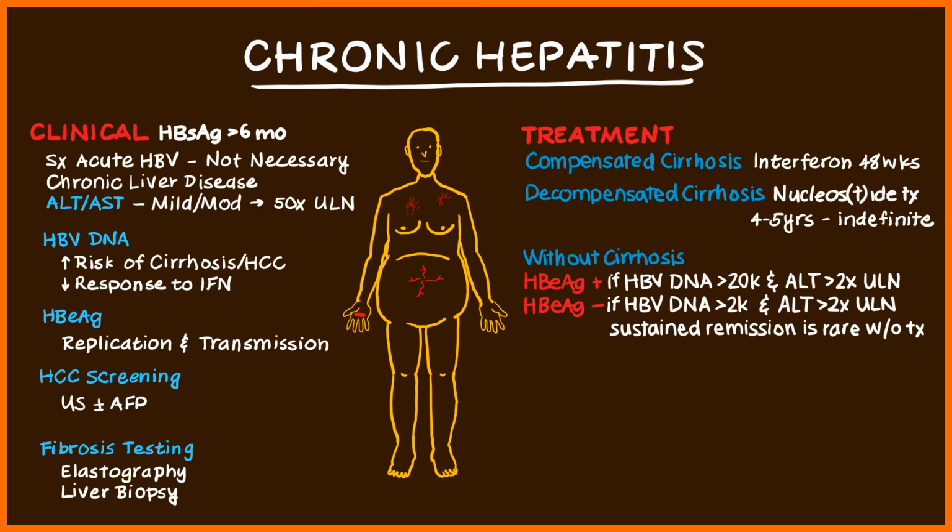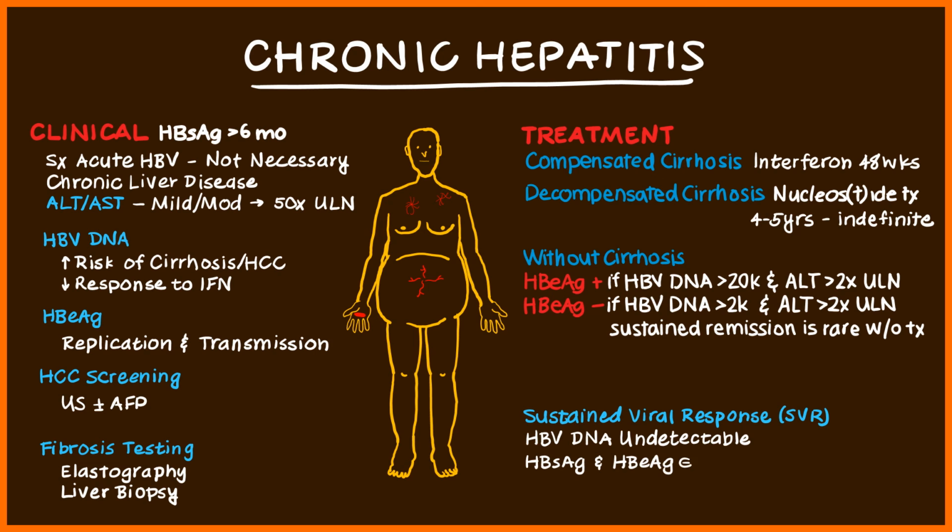So what's the goal here with chronic hepatitis treatment? Well, you want to produce what's called a sustained viral response, which typically means that the HBV DNA is undetectable, which means there's no viral load. Your surface antigen and your envelope antigen are persistently negative. And finally, if you can get those envelope antibodies to develop, that is a very strong sign of remission and definitely one of the goals when we're treating a patient with chronic hepatitis.